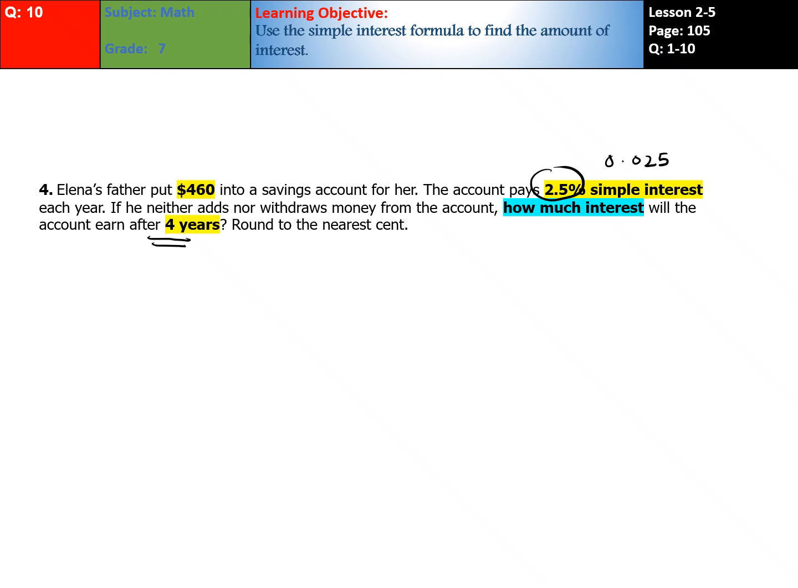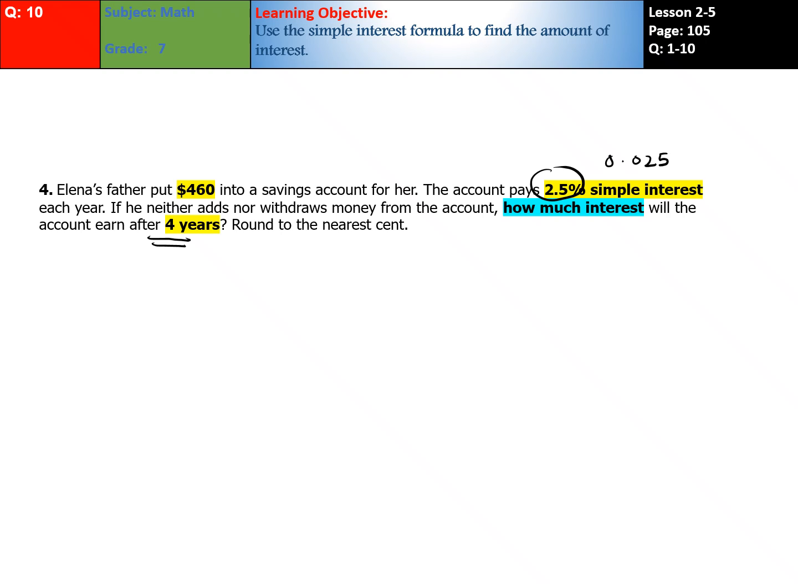That is a similar question. The first three questions were direct, numbers were given. Here it is a word problem. Alina's father put $460 into a saving account for her. They pay 2.5% simple interest each year. If he neither adds nor withdraws money from the account, how much interest will be there for 4 years?